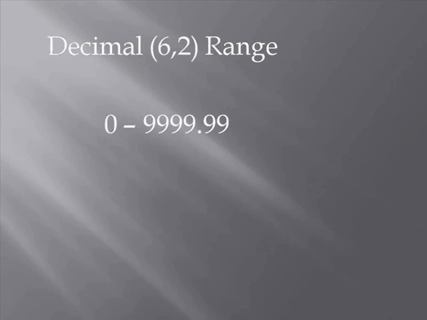One thing to keep in mind about a decimal 6-2 is it could be a 0, or it could go up to 4 digits before the decimal point and 2 digits after. The decimal specification shows how large the number can go.